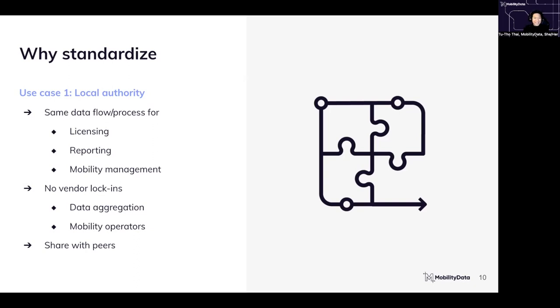And for cities, last but not least, using standards, again, is being part of a community where they can actually share with other cities the best practices in putting together a tender with data details in it, or how to manage mobility operators. Some cities, for example, in Europe, even share a template for licensing so that it can actually just be copied and pasted and you don't have to, again, reinvent the wheel.